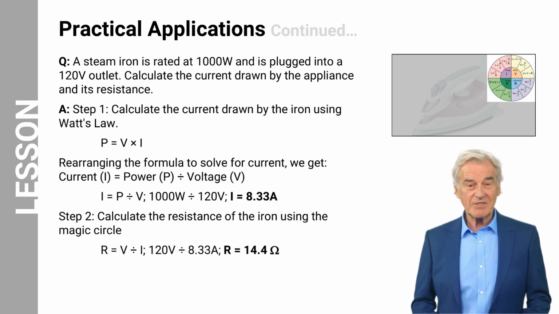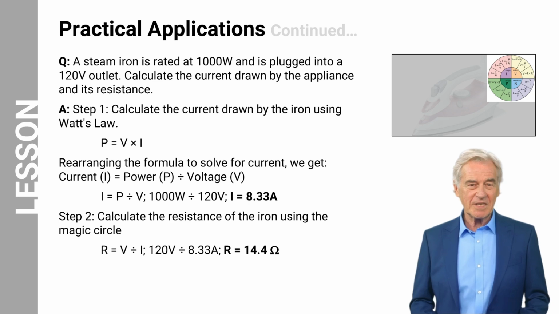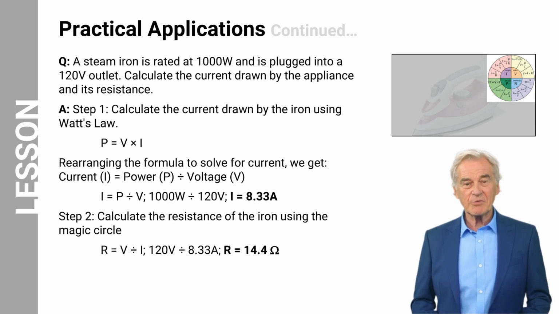Next, to determine the iron's resistance, we can use the magic circle, which relates voltage, current, and resistance. Since we know the voltage and current, we can calculate the resistance using the formula resistance equals voltage divided by current. Substituting the values, we find that the appliance has a resistance of about 14.4 ohms when plugged into a 120 volt outlet. This example demonstrates how Watt's law and the magic circle can be applied to everyday appliances to determine their electrical characteristics, such as current draw and resistance. By understanding these concepts, we can better comprehend the power consumption and safety aspects of the devices we use in our homes.